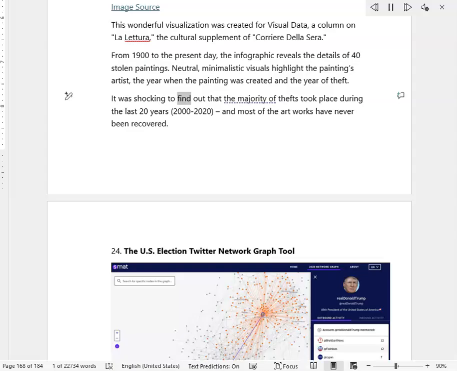It was shocking to find out that the majority of thefts took place during the last 20 years, 2000 to 2020, and most of the artworks have never been recovered.